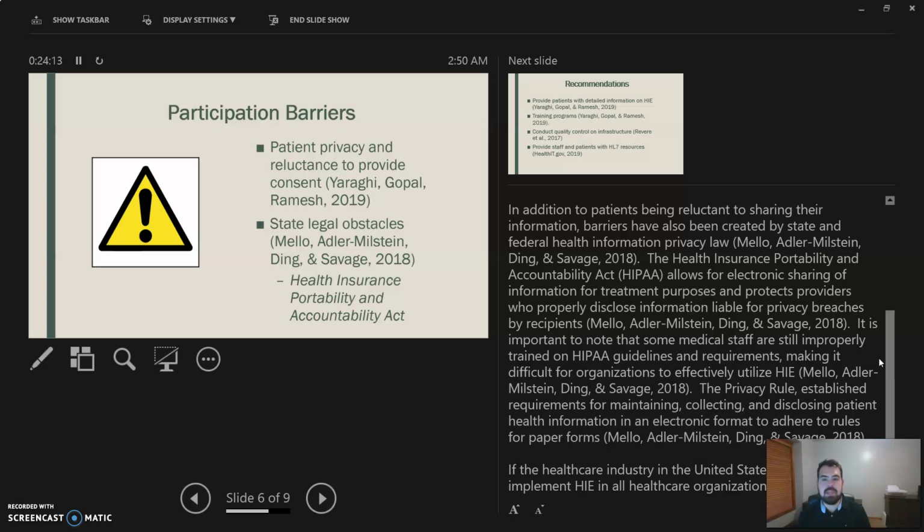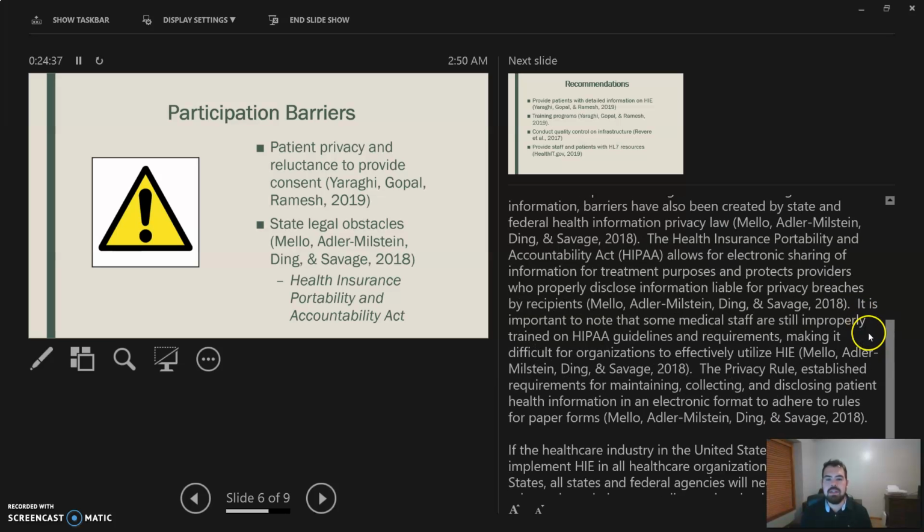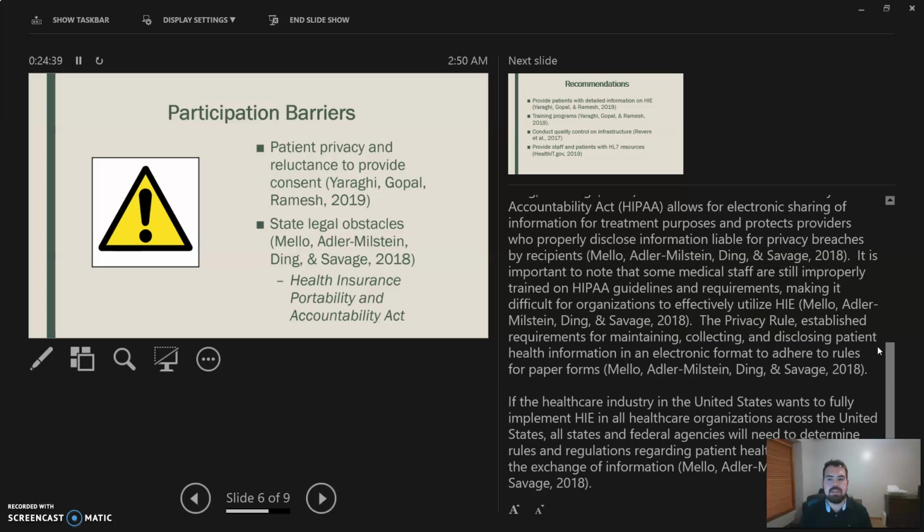In addition to patients being reluctant to share their information, barriers have also been created by state and federal health information privacy law. The Health Insurance Portability and Accountability Act allows for electronic sharing of information for treatment purposes and protects providers who properly disclose information from being liable for privacy breaches by recipients. It's important to note that some medical staff are still improperly trained on HIPAA guidelines and requirements, making it difficult for organizations to effectively utilize HIE.